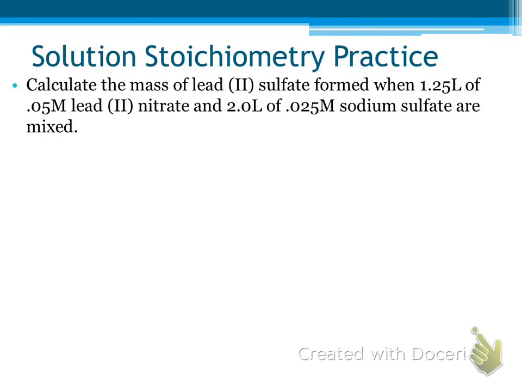Okay, so we want to find out what mass of lead sulfate is formed when we mix 1.25 liters of this solution and 2 liters of this solution. So this is practical lab application stuff, right? We have this concentration of 1.25 liters of this solution and 2 liters of this solution. We're going to mix it and we're going to see how much comes out, right? That's what stoichiometry is, putting a quantity to our chemical reactions.